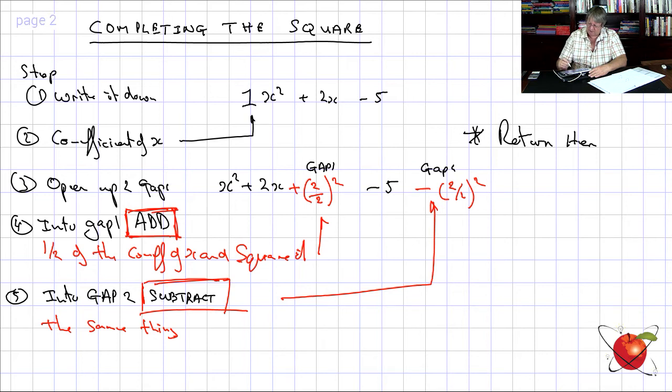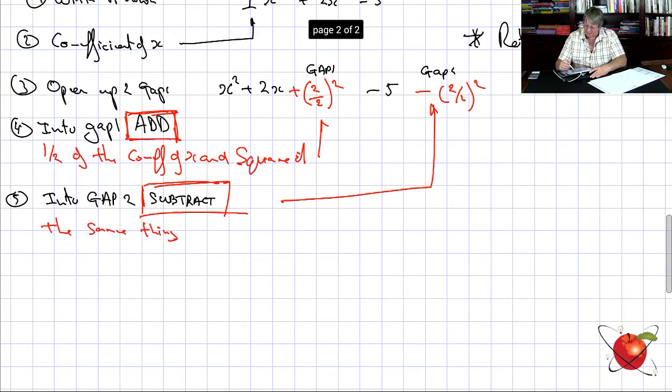Okay, can you see what I've done? Into gap 1, I've added half of the coefficient. So you take the coefficient, whatever it is, divide it by 2 and square it. Like so. Okay? Please do not cut steps here. Alright? It will go wrong. Not it might, it will go wrong. Because you're going to get horrible fractions that are going to come in here, and as sure as eggs are eggs, they're just going to go haywire if you try and do too much.